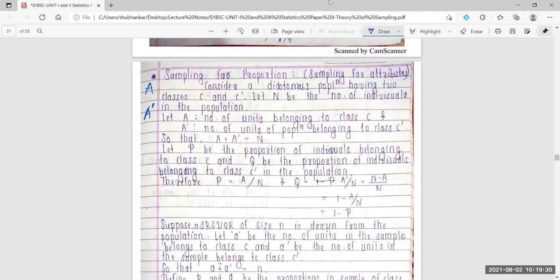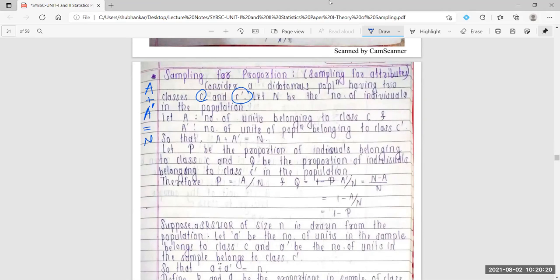Okay, so the total number of students will be reflected as A plus A complement, and that is equal to N. Okay, so dichotomous means the class having two subclasses. Class means classroom having two subclasses, C and C complement. If we add those two categories, you can get the total number of individuals in that particular study.